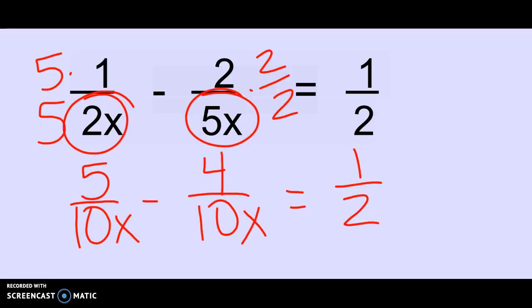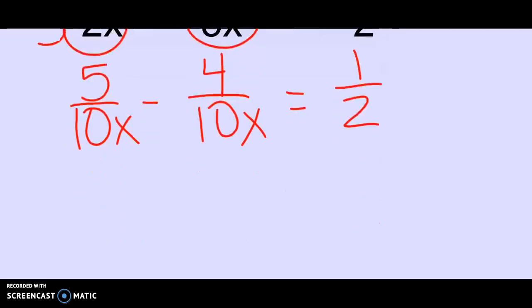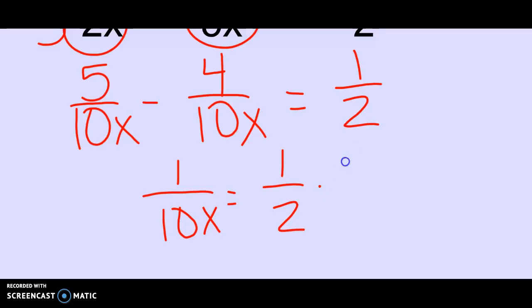I'm not changing that yet. So now these denominators are the same. Can't really drop them because they're not all in the same equation, so you just have to put them together. 5 minus 4 is 1 over 10x is equal to 1/2. You can go ahead and cross multiply, or you can multiply by the other guy. I'm just going to multiply by 10x, and I'm going to multiply this by 2.